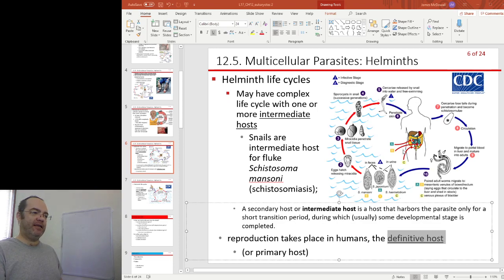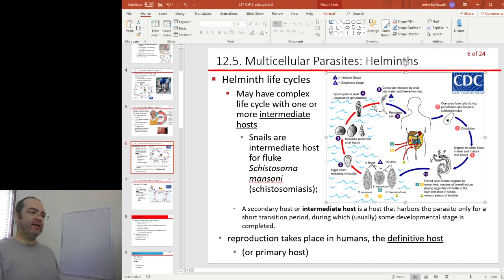So in this case, the human is our definitive host. That's where the adults are reproducing, that's where the eggs are being laid. But we'll see that in order to complete its life cycle, Schistosoma needs snails. So the human waste gets into the environment. Another infective stage of the worm's life cycle penetrates the snails.